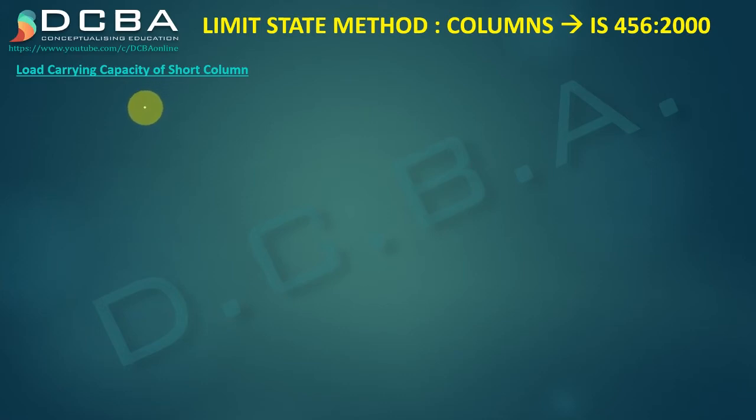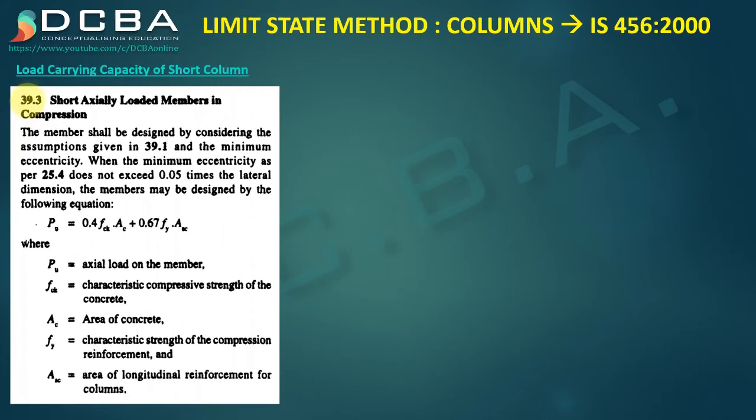Now load carrying capacity of short column. So first we will be starting with the short column. In clause 39.3 of IS 456, the load carrying capacity is given for short axially loaded members in compression, and it is Pu = 0.4 fck Ac + 0.67 fy Asc, where Pu is the factored axial load that is coming on the column, fck is the compressive strength of concrete, Ac is the area of concrete.